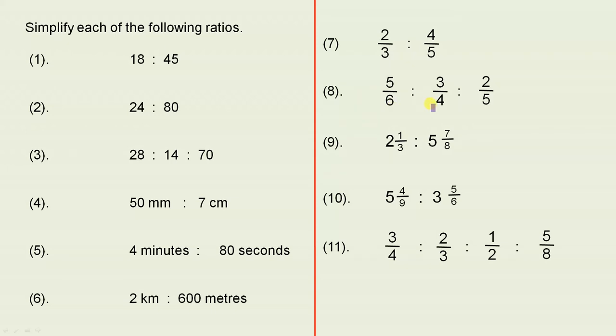Find the lowest common multiple of 6, 4 and 5. Multiply each fraction by that number. Over here, before you find the lowest common multiple, just change these to improper fractions. That makes it a lot easier. And here, that's very straightforward. Even though you've got 4 fractions, the rules are the same.